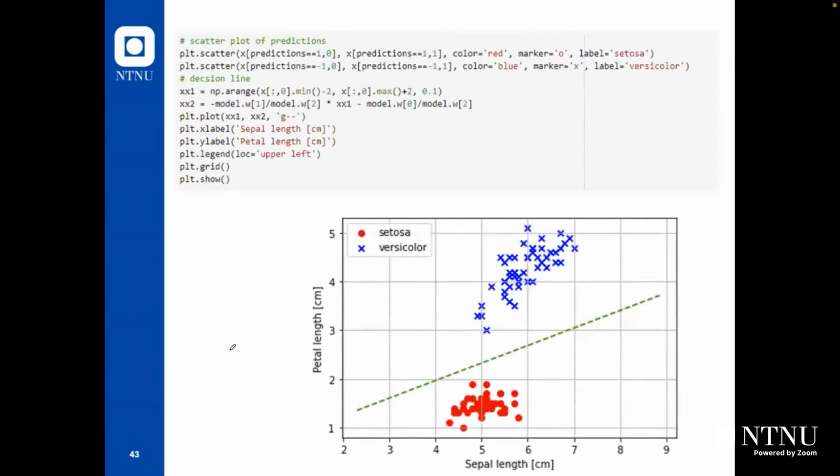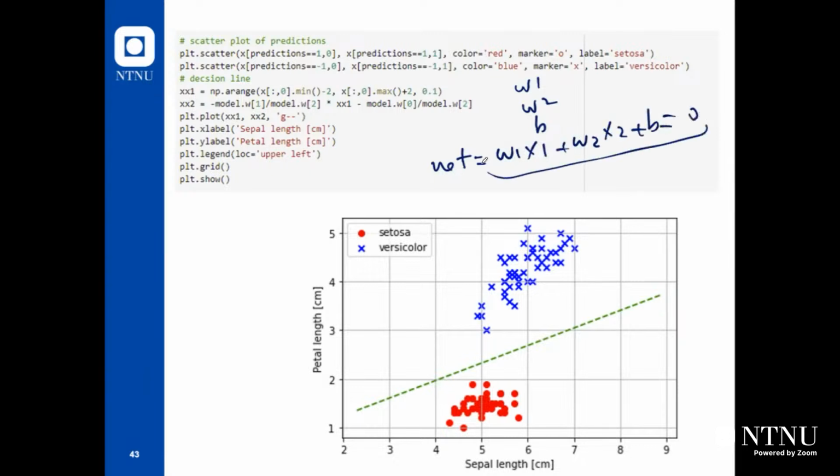So if you want to plot your decision boundary, for example, we did that last time. You can get the value of omega 1, omega 2, and the B, and you just find the net. So it will be omega 1 x1 plus omega 2 x2 plus B equals 0. This one will be my decision line.